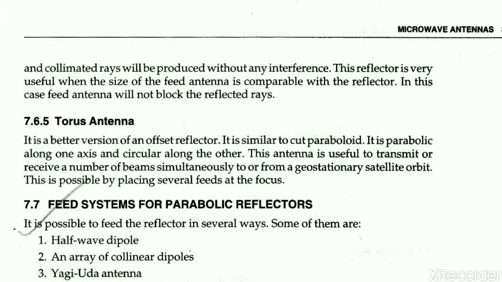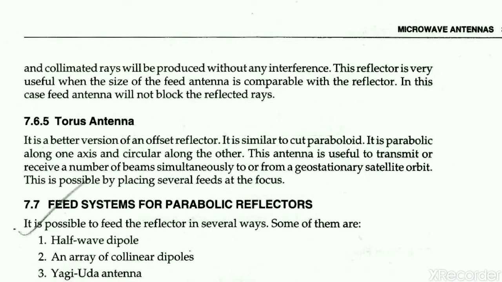So the last one is the torus antenna. It is the better version of an offset reflector. It is similar to cut paraboloid. It is parabolic along the one axis and circular along the other. This antenna is useful to transmit or receive a number of beams simultaneously to or from geostationary satellite orbit.